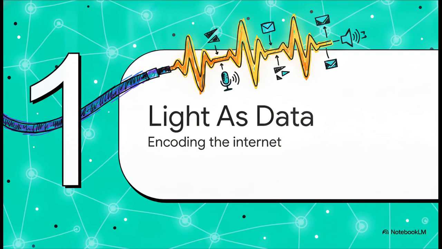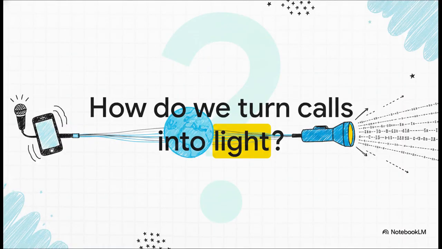Section 1. Light as digital data, encoding the internet. Let's lay down exactly how we translate everyday human communication into a literal beam of light. I mean, it kind of feels like magic, right? You speak into a phone or upload a video, and boom, it crosses an ocean. But sending all that complex data really boils down to a concept as beautifully simple as flashing a flashlight in Morse code. Just, incredibly fast.